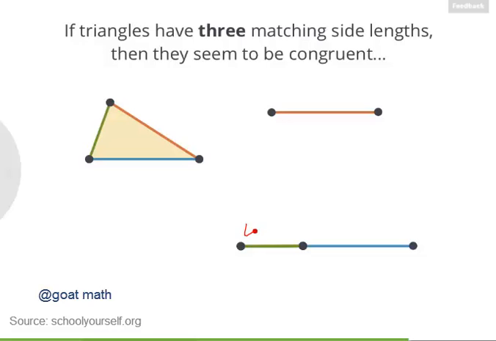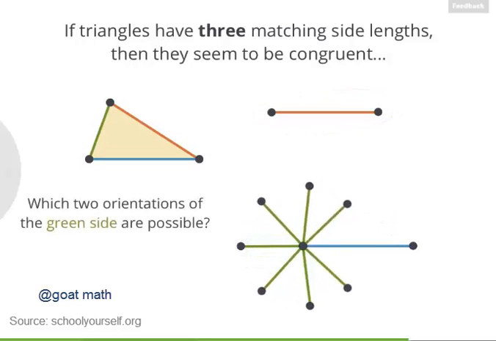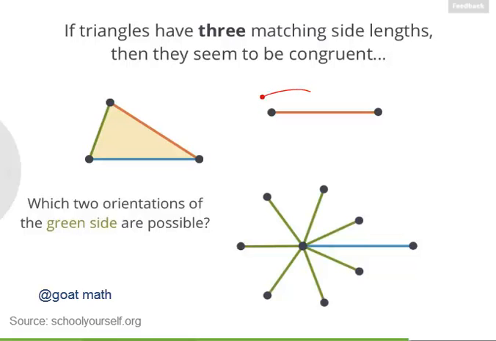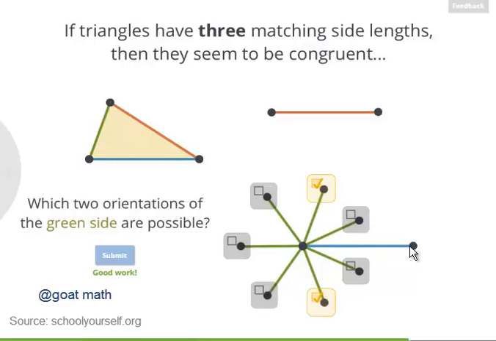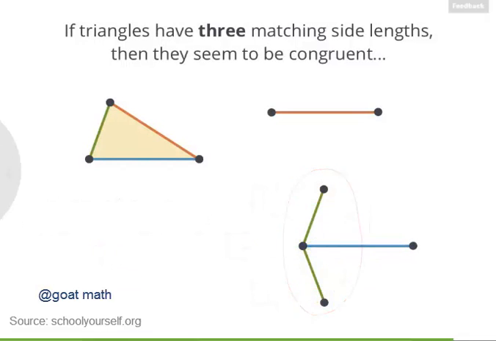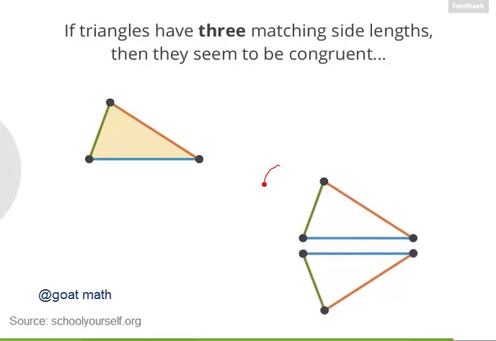So we need the distance between this vertex over here and this vertex over here to have the same length as this line segment. So which 2 orientations of the green side are possible so that this line segment can be the third side of our triangle? Right, these are the only 2 possible orientations for the green side. The green side could be up here, allowing us to add the third side of the triangle, or alternatively, it could be down here, again allowing us to add the third side of the triangle. So these are the possible triangles we can make whose 3 side lengths match those of the triangle up here.